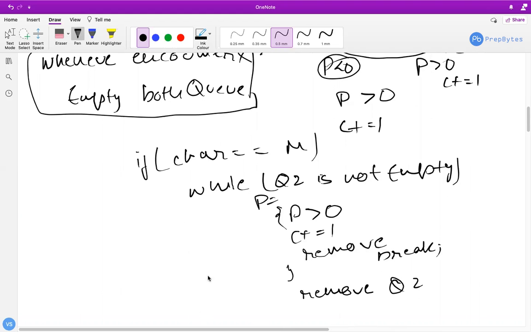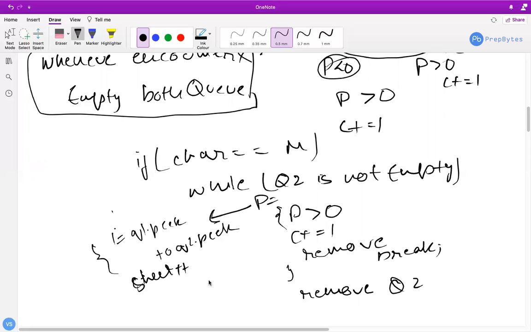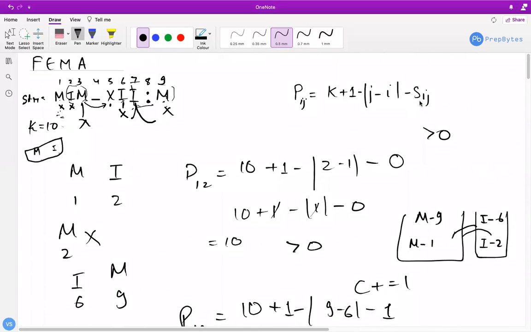Now in this whole approach, we can calculate the sheet whenever Q1 and Q2 are not empty, from Q1 to Q2. Because we are storing indices, we can use Q1.peek and Q2.peek. We can traverse from i equal to Q1.peek to Q2.peek, and check and count the sheet. Whenever we encounter a sheet, we increase the count by sheet plus plus. Then we can use it in the formula that I have written here.